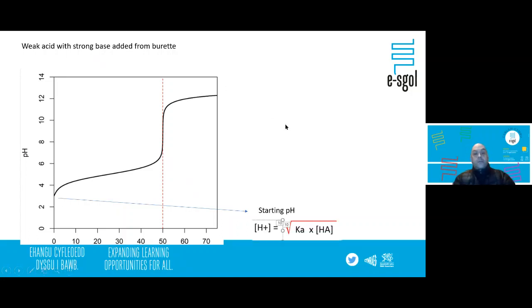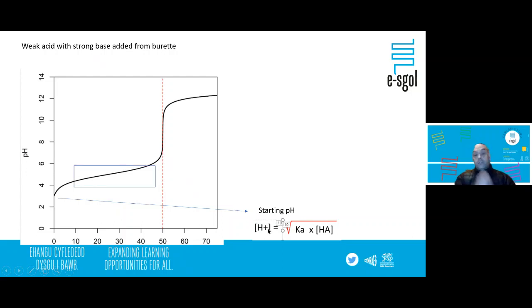The first thing I'm going to point out to you is you should be able to calculate your starting pH. Ignore those things there, those are my animations, and they shouldn't be there. It's just H plus equals the square root of the concentration of the acid times the Ka value. So if they give you the Ka value and the concentration of the acid when they ask you to do the sketch, you should really work out your starting pH using that expression.